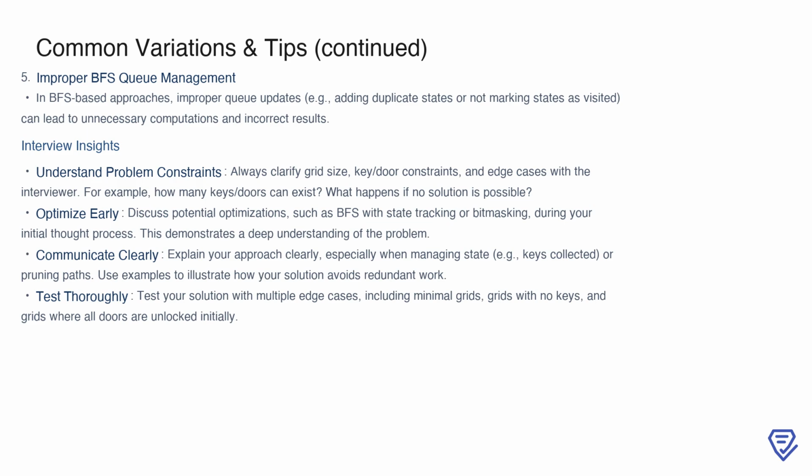Additionally, optimizing early in your thought process can set you apart. For instance, consider BFS with state tracking or bit masking right from the start to demonstrate a deeper understanding of the problem. Clear communication is also key. When explaining your approach, focus on how you manage state, such as tracking collected keys, and how you prune unnecessary paths. Use examples to illustrate your strategy and show how your solution avoids redundant work.